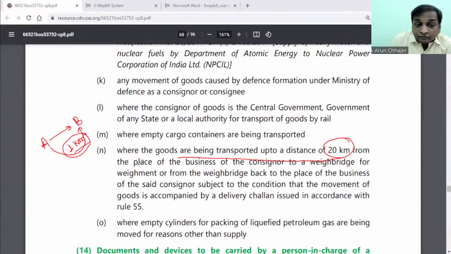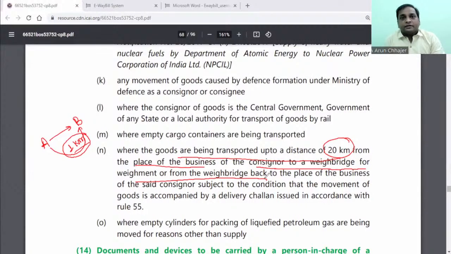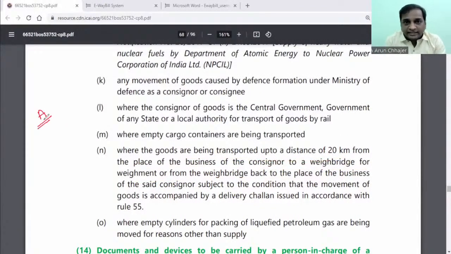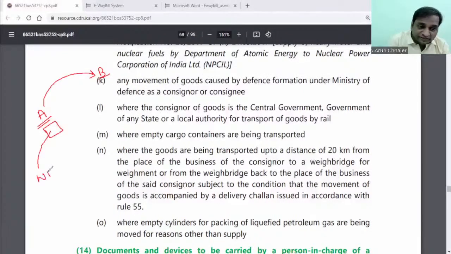What is the purpose? From the place of business of the consignor to the weighbridge or weighment, or from the weighbridge back to the principal. So for example, Mr. A is manufacturing a certain item and he has to deliver the goods to Mr. B. But before that, A has to weigh the truck, weigh the goods. Then A will send the truck to the weighbridge first, and then the truck will come back and then it will be moved to B.